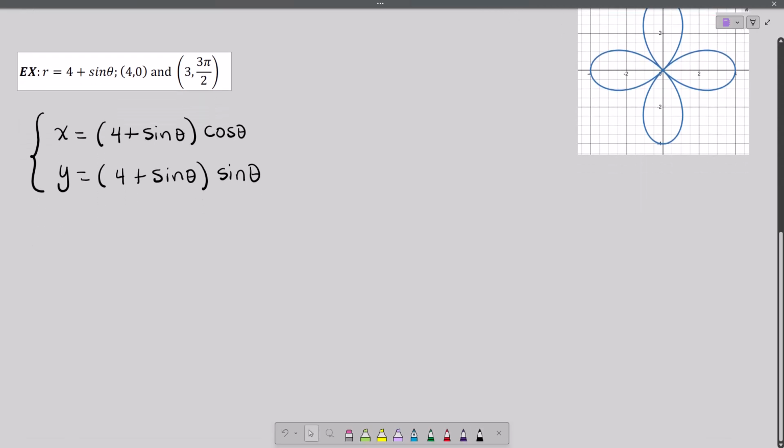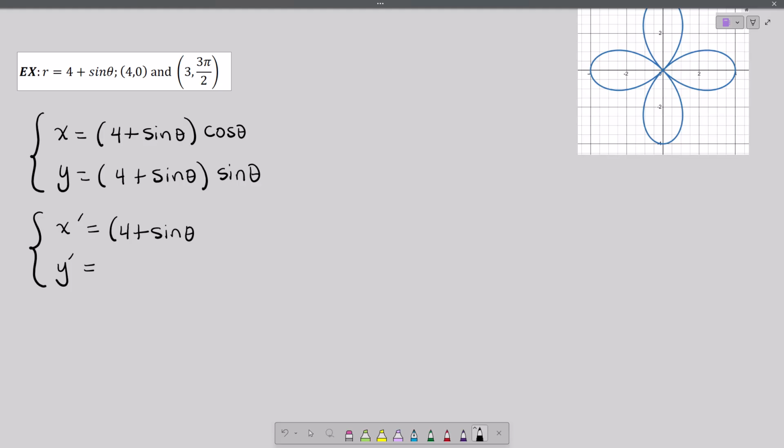And once it's in parametric, we have to find a derivative for both x and y. Once again, we've got a product. So we use the product rule. First, derivative of second, plus the derivative of first multiplied by second. Well, second is also cosine, so this becomes cosine squared.